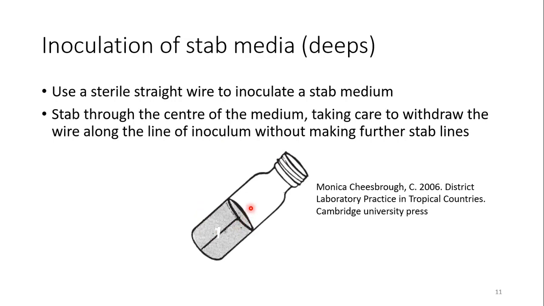So if we are stabbing the wire in this direction, then at the same angle in the reverse direction, the tube and the wire should be withdrawn in the same direction and in the same line. So this is how a stab medium is inoculated.